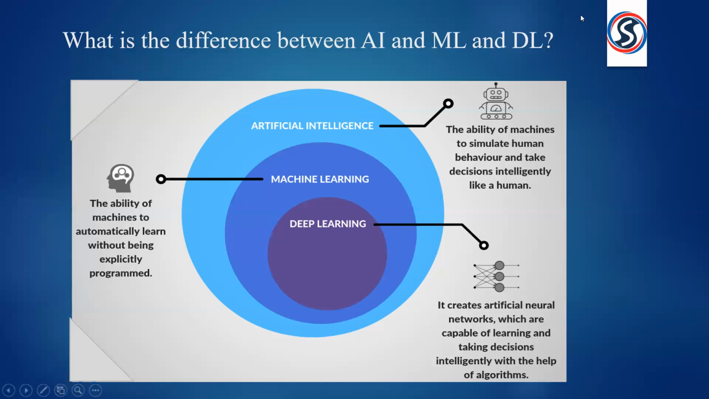But now, what is artificial intelligence? It is the ability of machines to simulate human behavior and take decisions intelligently like a human. So these three are completely different. In artificial intelligence, the machine has the ability to simulate and analyze human behavior. When you are using YouTube or Netflix, what is happening?